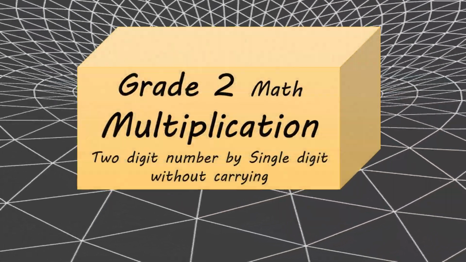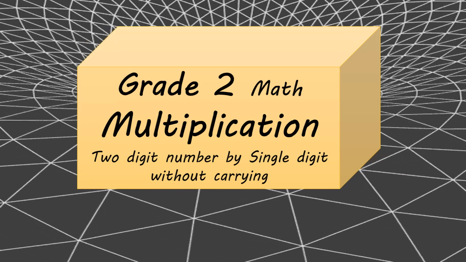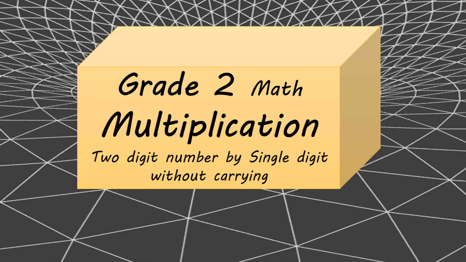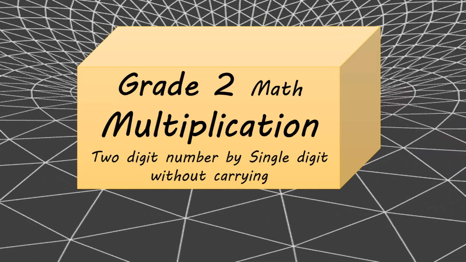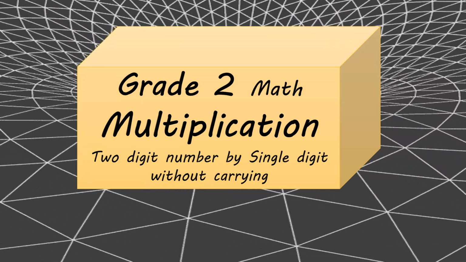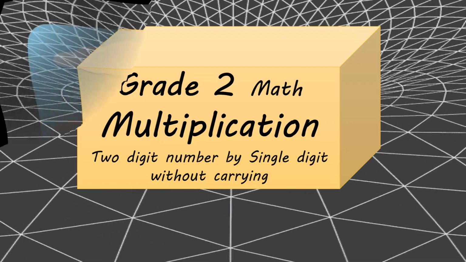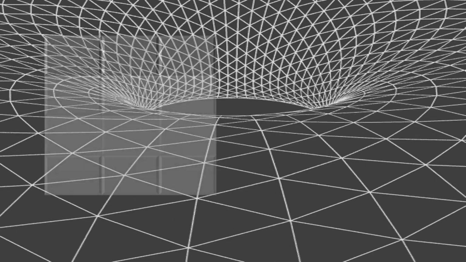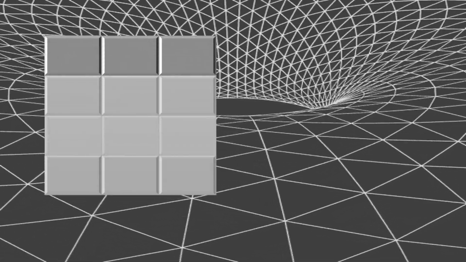Today in Maths for grade 2 we are going to do the multiplication of a two-digit number by a single digit without carrying. So we will not be carrying any number to the next number. So let's see.